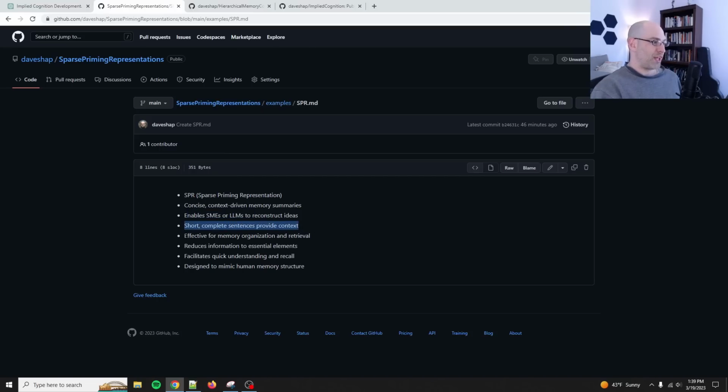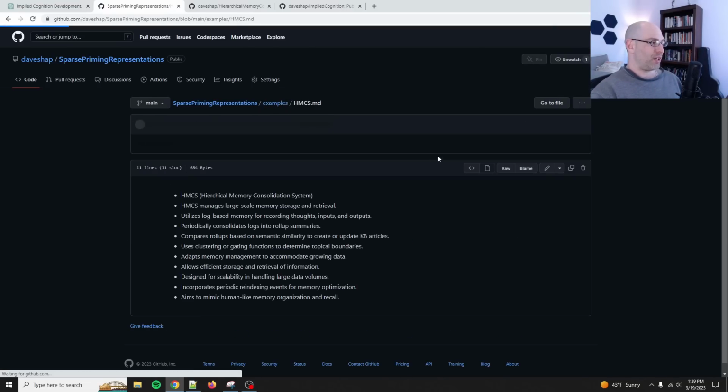Short, complete sentences provide context. Effective for memory organization and retrieval, reduces information to essential elements. Facilitates quick understanding and recall, designed to mimic human memory structure. So just with these eight short lines of assertions or statements, you probably get a pretty good idea of what an SPR is. So that's an example of an SPR.